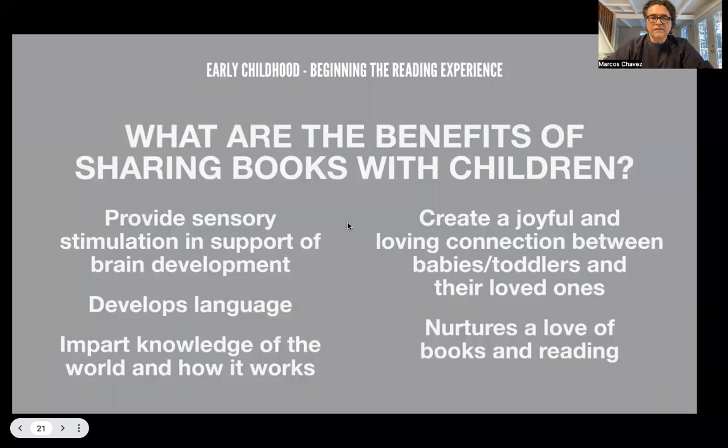And then what are the benefits of sharing books with children? In the bigger picture, it provides sensory stimulation in support of brain development. So it's that bigger idea of really participating in the growth of somebody by exercising their brain through the experience of reading together. It develops language, which of course is very important, and imparts knowledge of the world and how it works. That sounds kind of secondary, but I want to bring that a little higher up and be an advocate for that.